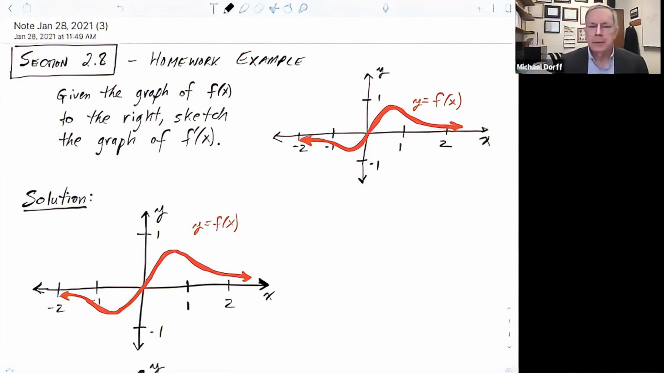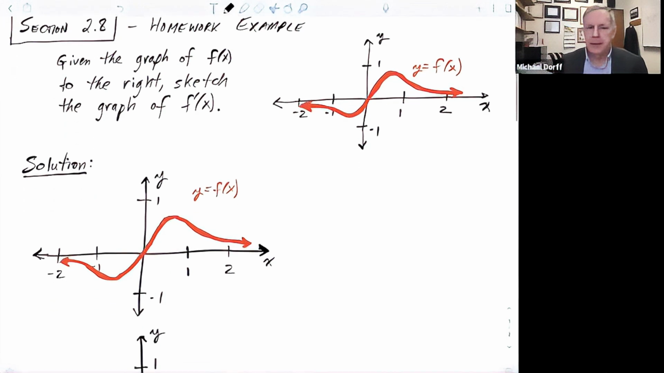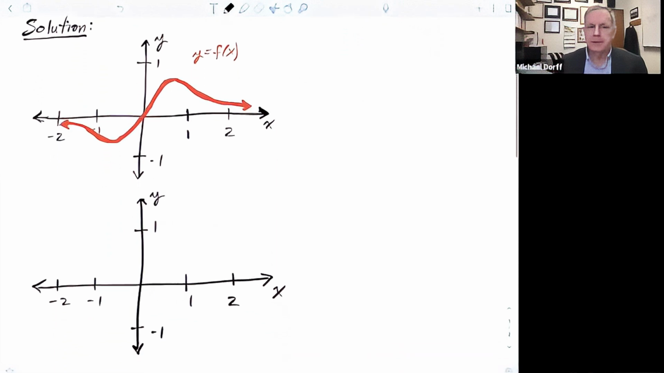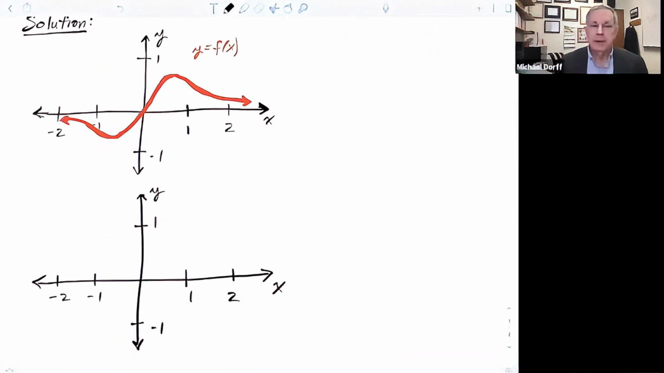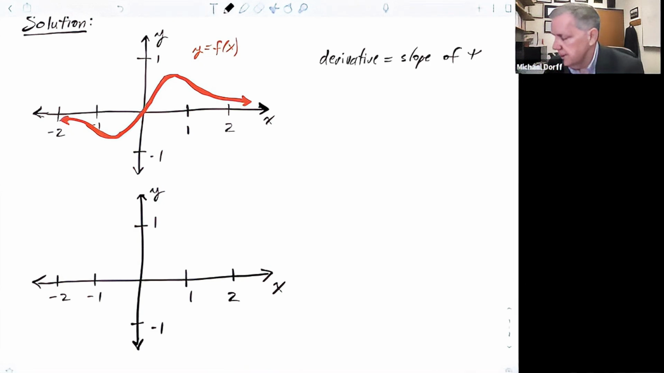To do this problem, I replicated that original graph down in the bottom left-hand side. Below that graph of the original function, I put a grid so that I can sketch the graph of its derivative. The important thing to remember is that the derivative equals the slope of the tangent line. This isn't the only way to think of a derivative, but it is one way to think of it.